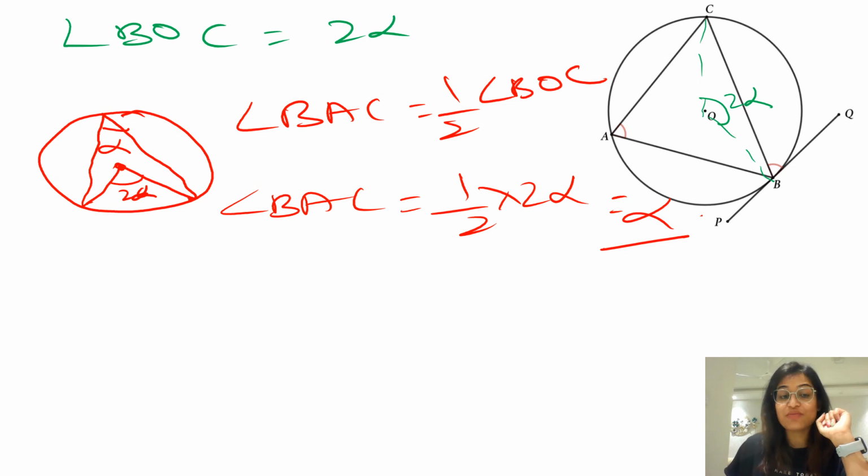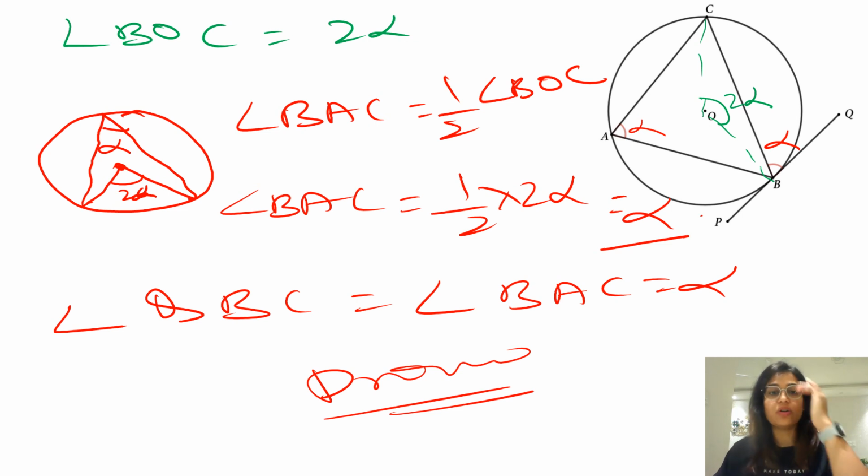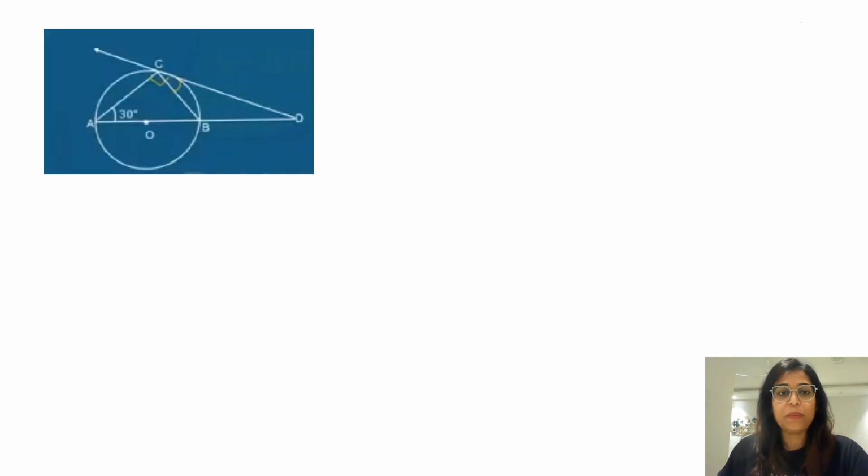So that's what we had to prove. We already assumed this angle as alpha, and this is also coming as alpha. So we can say that angle QBC is equal to angle BAC, and that is alpha. Proved, right? Our theorem is proved now. This is the proof of the alternate segment theorem. Let's go ahead and do the questions based on this theorem.